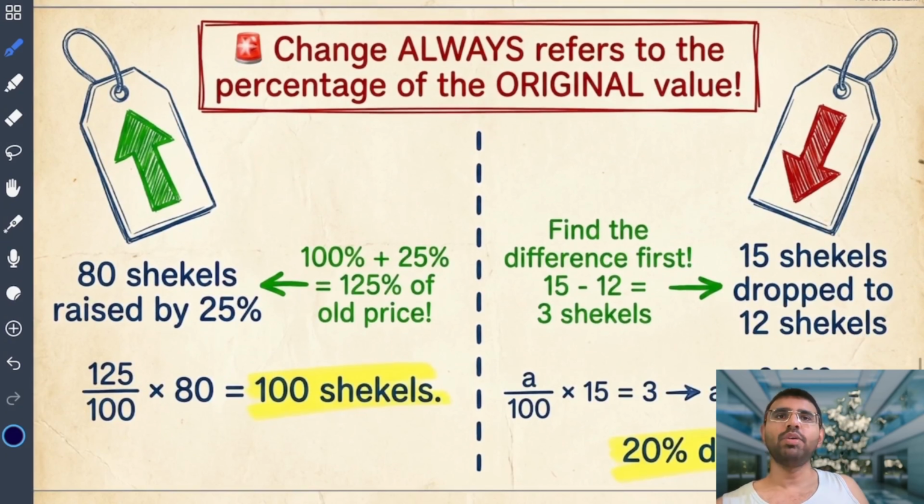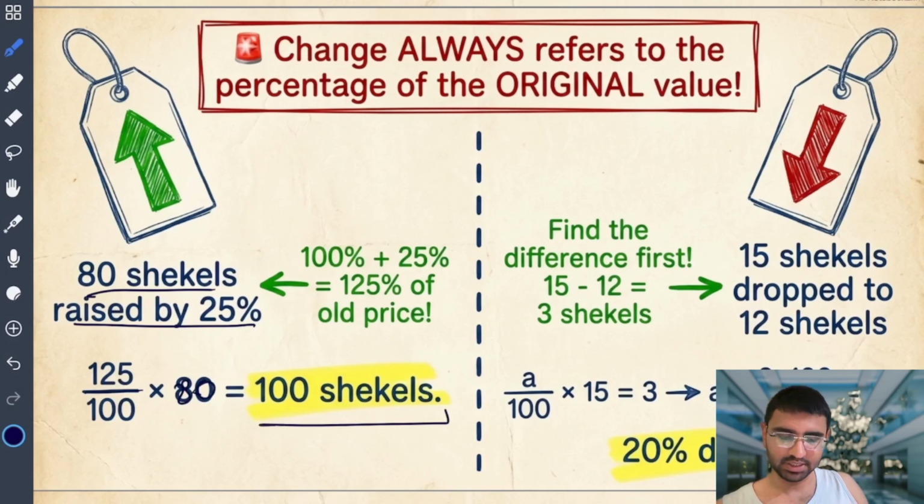Now, change always refers to the percentage of the original value. For example, 80 shekels raised by 25% means 100% was the original, and 25% was increased. So it is 125% of the old price. So what is the old price? 125 by 100 into 80, which is 100 shekels.